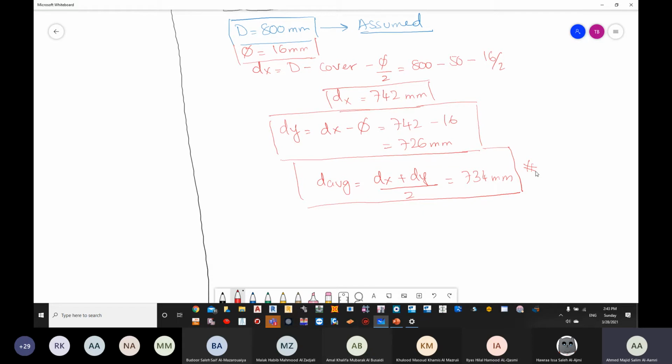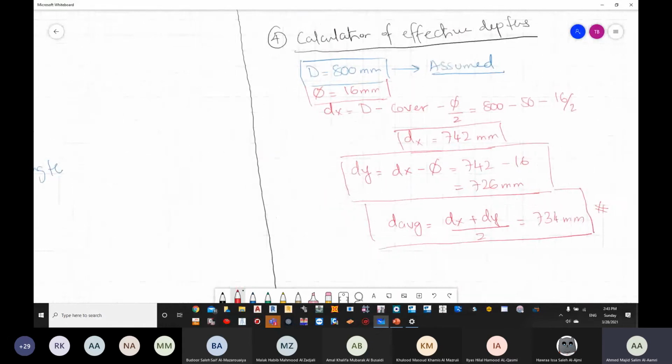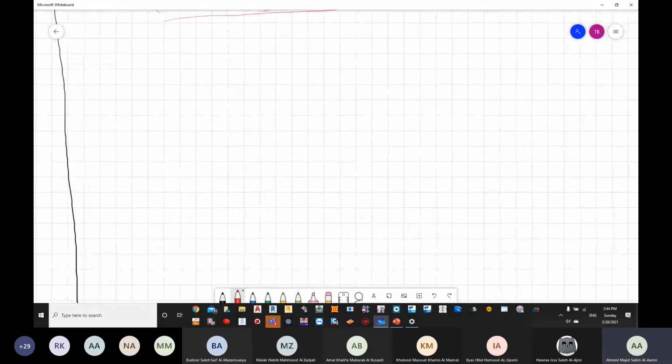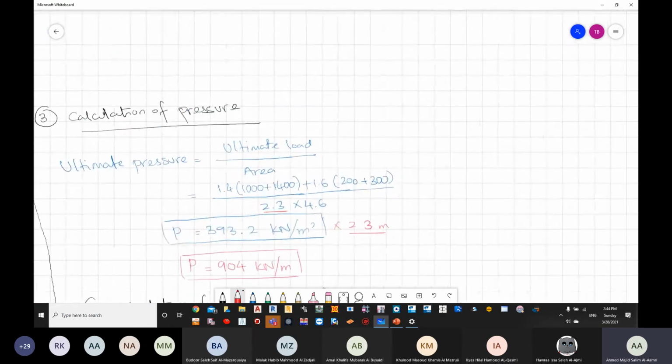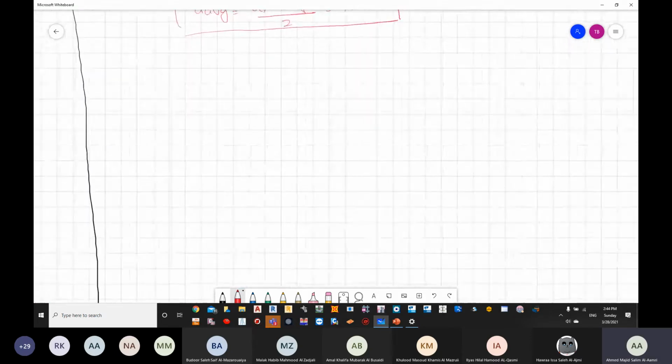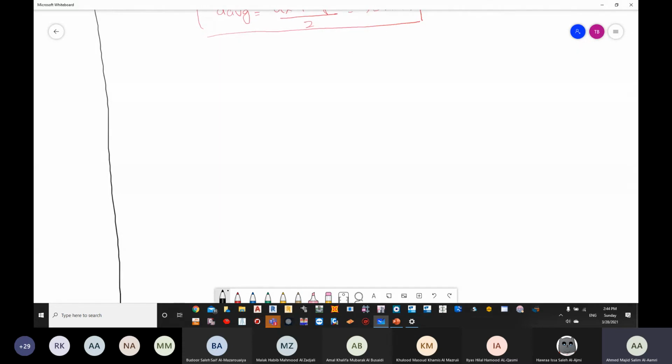Now we have calculated our pressure, and we have got our depth. The remaining thing is to calculate the bending moment. For the bending moment, please concentrate with me because it requires a lot of concentration. In the last class we made one small mistake and got different values, so just be careful when you calculate with me. Let me write this here as number 5: bending moment and shear force.